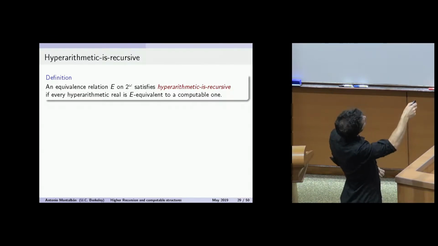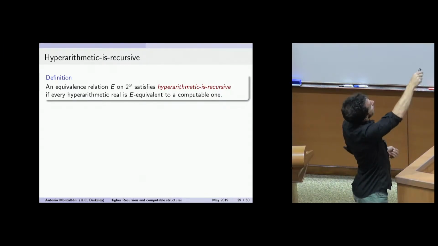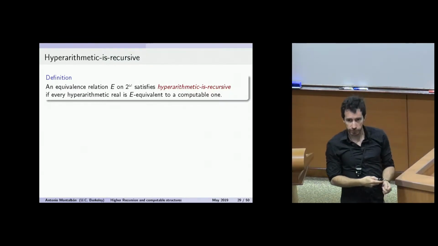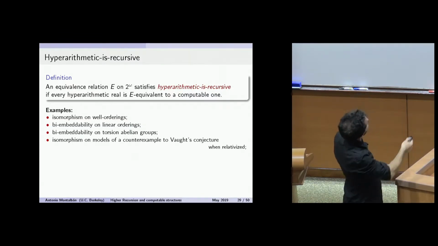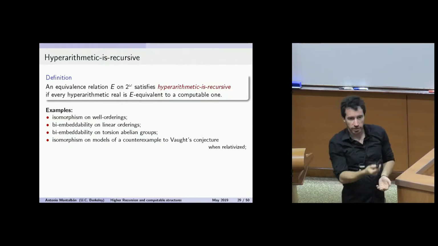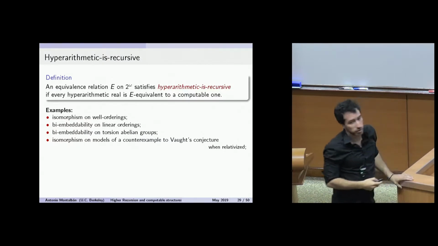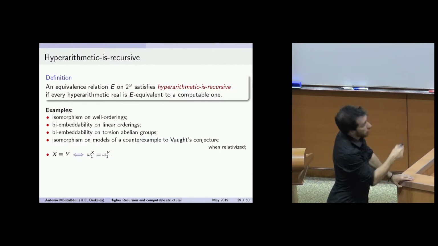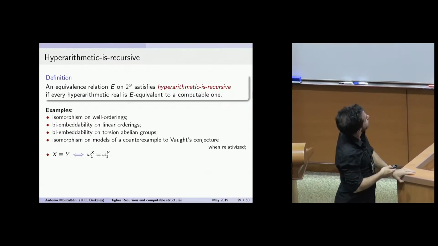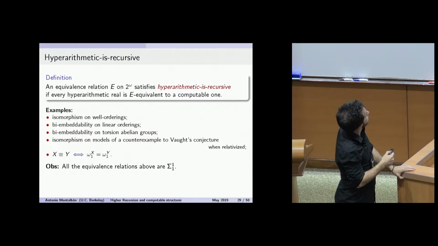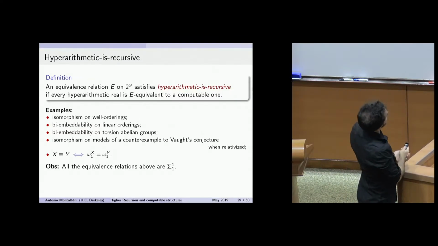So we say that an equivalence relation E on the reals satisfies this property, hyperarithmetic is recursive, if every hyperarithmetic real is equivalent to a computable one. And all the examples on the previous slides are examples of such an equivalence relation: isomorphism of linear orders, bi-embeddability on these classes, isomorphism of counterexamples to Vaught's conjecture. And having the same omega 1, computing the same ordinals, is also an example of satisfying hyperarithmetic is recursive. And one observation is that all these equivalence relations are sigma 1 1.